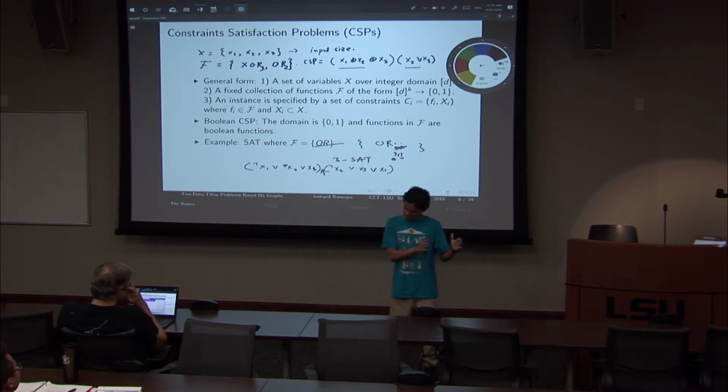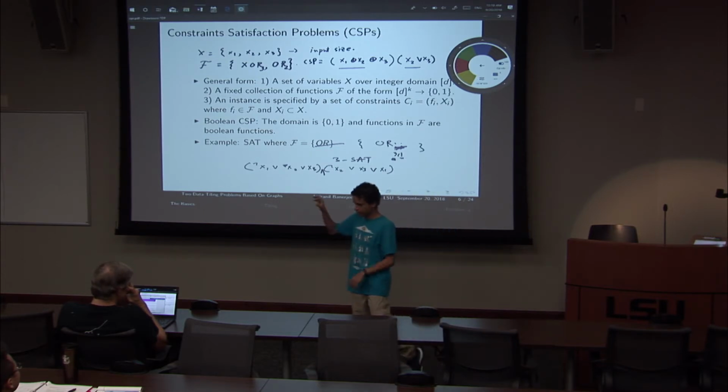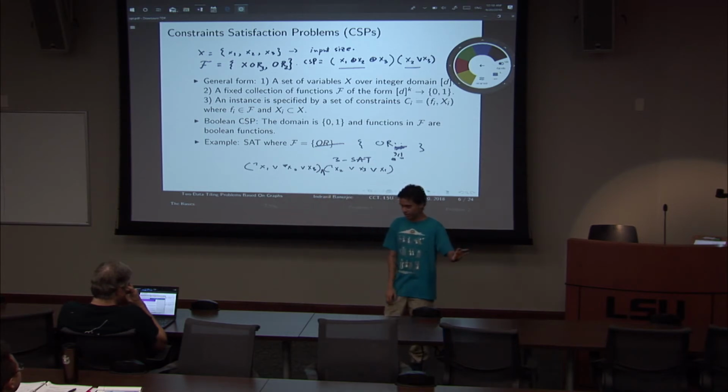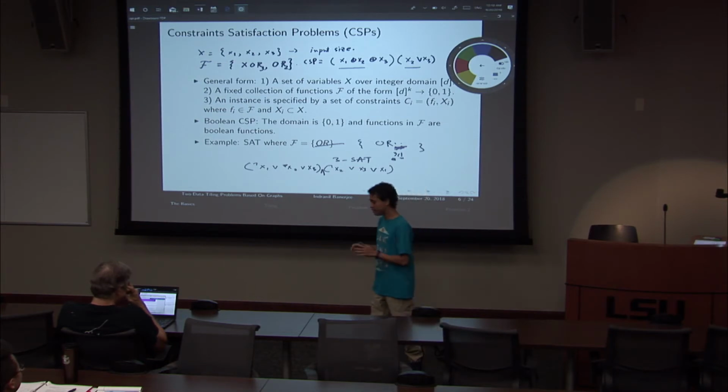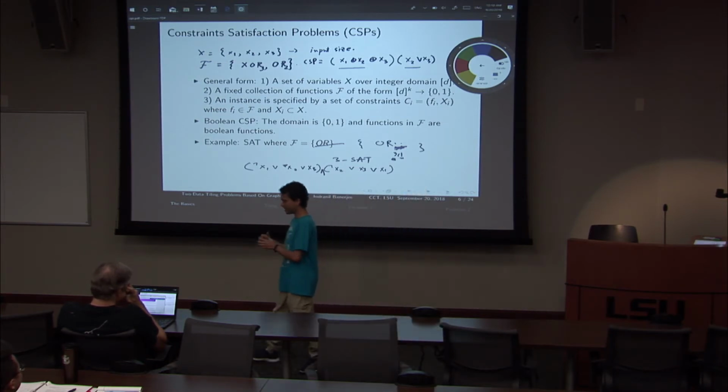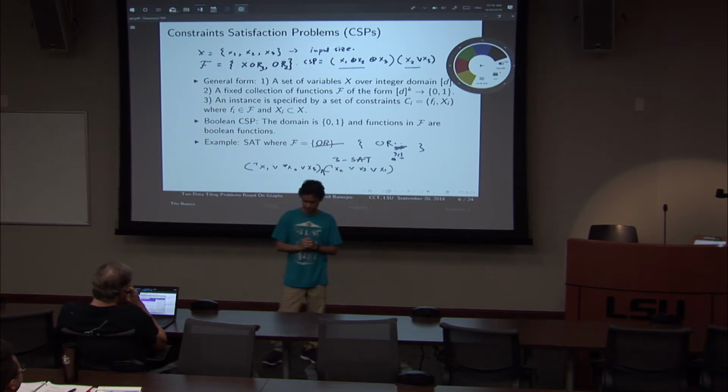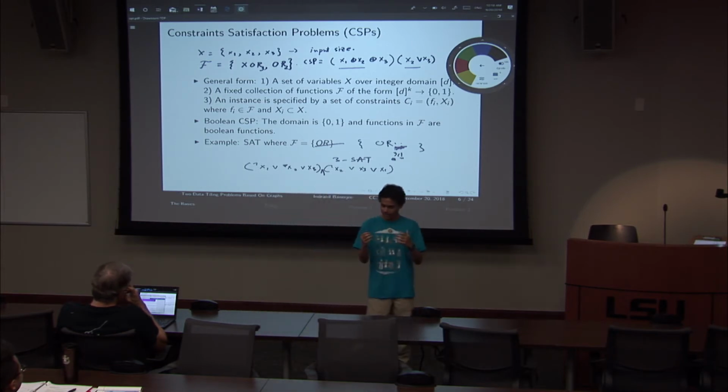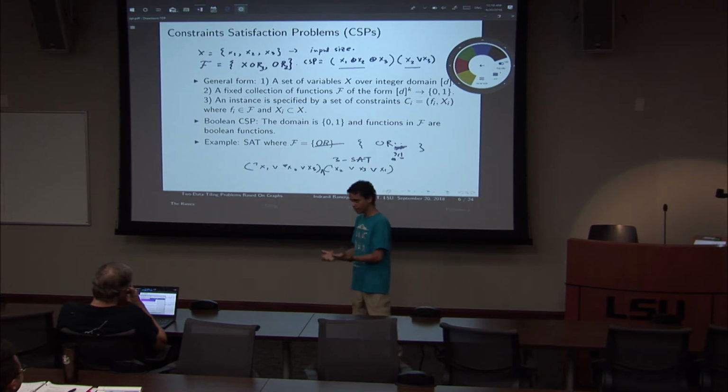So the maximization version is to find an assignment which satisfies the maximum number of constraints. What's the minimization version? Minimum number of constraints. No, which minimizes the number of unsatisfied constraints. Let me ask you this. Are these two equivalent?